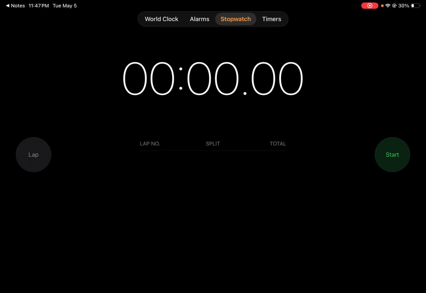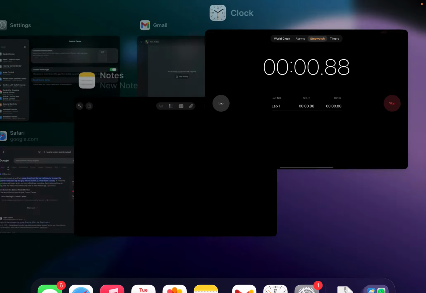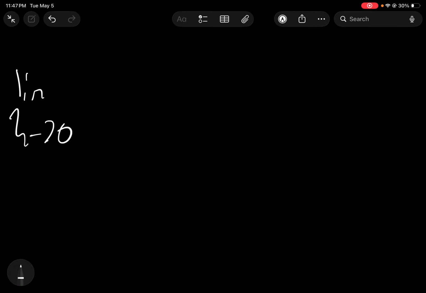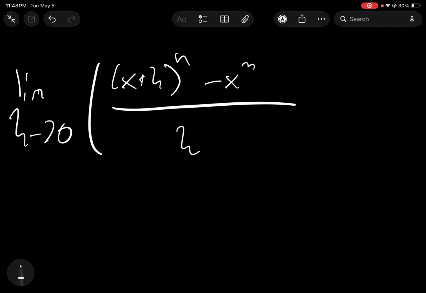All right, calculus 1 power rule proof speedrun using the definition of the derivative. So the definition of the derivative is the limit as h goes to 0 of f of x plus h. So in our case, it's going to be x plus h to the n, and then we're subtracting x to the n because that's our f of x, and then this is all over h.